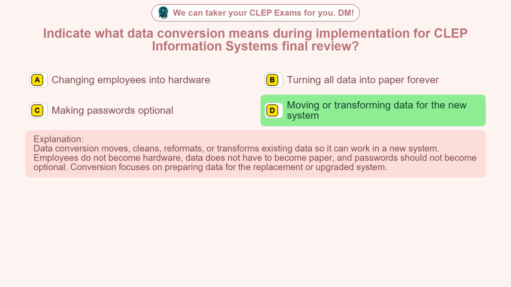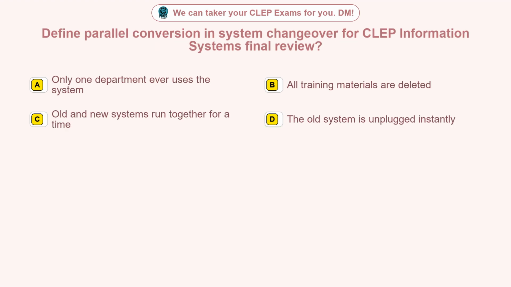Data conversion moves, cleans, reformats, or transforms existing data so it can work in a new system. Employees do not become hardware, data does not have to become paper, and passwords should not become optional. Conversion focuses on preparing data for the replacement or upgraded system. Question 76.